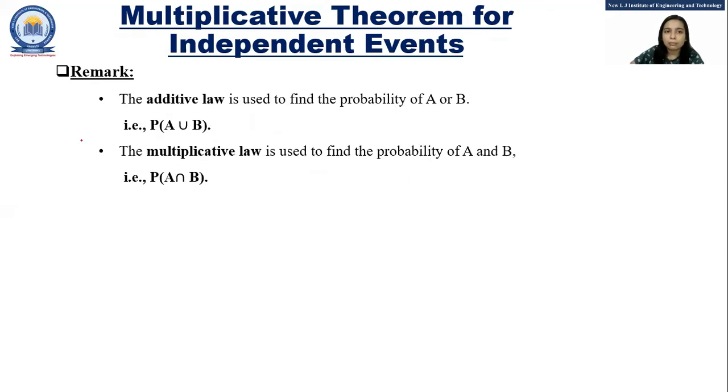Now let's take some remarks. We have already seen the additive law in the previous lectures. So the additive law is used to find the probability of A or B, therefore the P(A union B). And this multiplicative law is used for finding the probability of A and B, that means P(A intersect B).